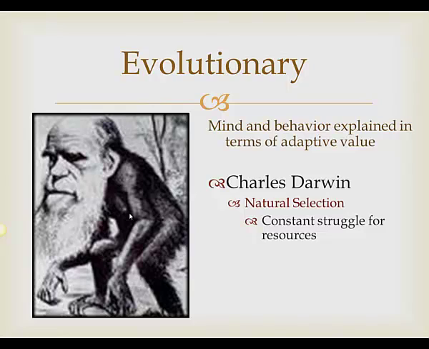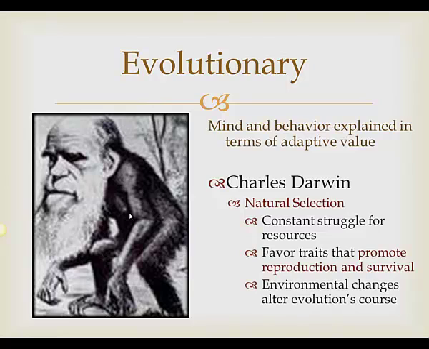He uses this evolutionary theory to explain people's behavior and their mental processes in how those changes in their behavior and mental processes best serve their survival. He also postulated that we favor traits that promote reproduction and survival. So for those people who have traits that are not effective, those traits will actually be weeded out of the genetic process. He also focused on environmental changes that alter evolution's course.